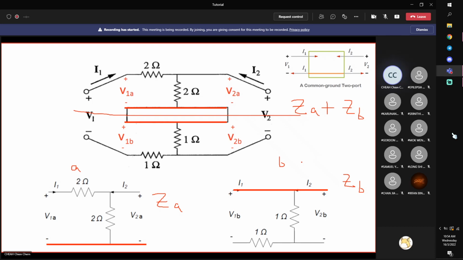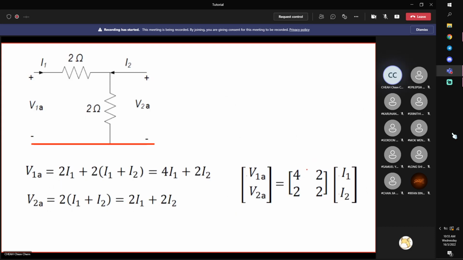So this is the case where, if we have a very complex network and you see this property of common terminals at the ground terminals, then we can model them separately and add them up later, instead of trying to model the whole complex network, which could be more involved. So we proceed to model one at a time. This is my circuit A. I want to get my ZA.